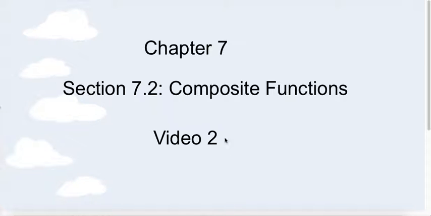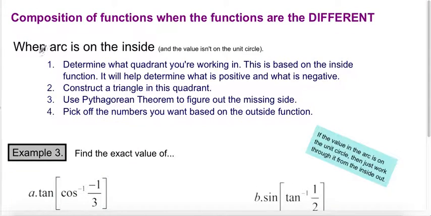This is the second and final video for section 7.2. So we've been talking about composite functions, and right now we're talking about the composition of functions when the two trig functions are different. But I want to draw your attention to this blue box down here in the right corner. If the value in the arc is on the unit circle, then you can just work through our problem from the inside out.